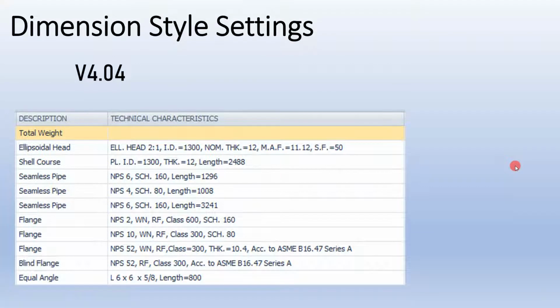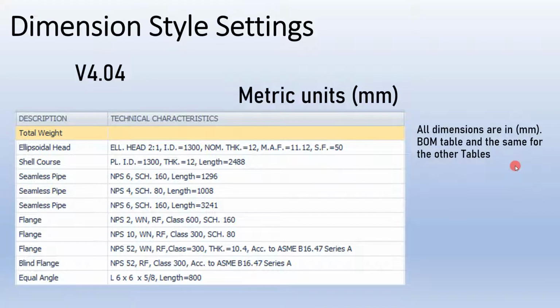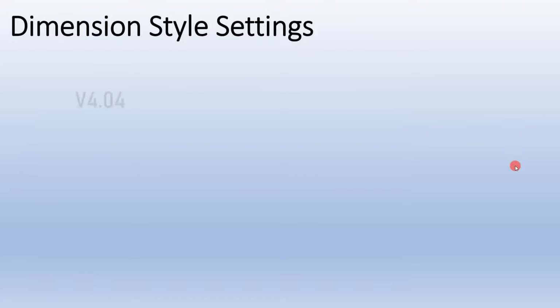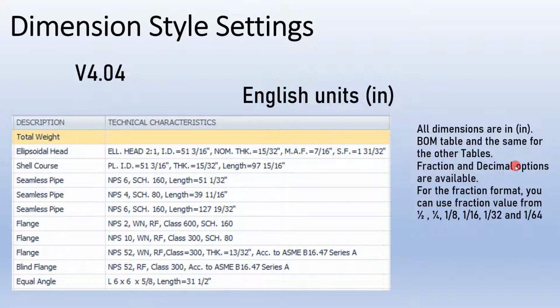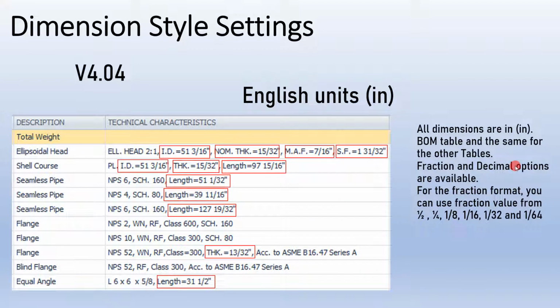Here in version 4.04, you can figure that the style of the dimension can be in the millimeter format, like that case in the bill of material, or you can make it in inch format, and you can use the fraction, so you can make the format of the dimensions in the fraction format like mentioned in this image. You can change the fraction format from half up to 1/64.